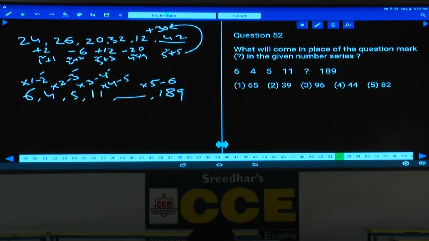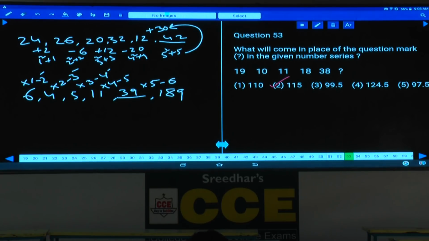Now 11 into 4, 44. 44 minus 5, 39. Now 39 into 5 minus 6 is how much? 195 minus 6, 189. Hence, what is the missing number here? 39 choice. Now the given numbers are multiplied with 1, 2, 3, 4, 5, and 2, 3, 4, 5, 6 are subtracted. Into 1 minus 2, into 2 minus 3, into 3 minus 4, into 4 minus 5, and into 5 minus 6. Done? And this is about 52.